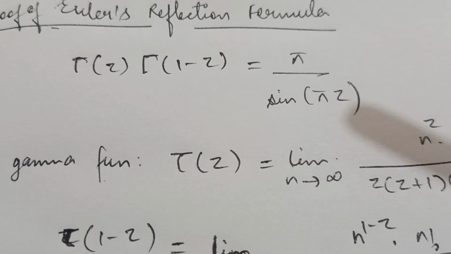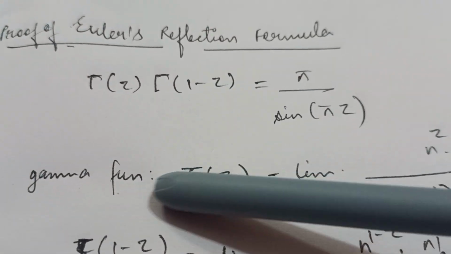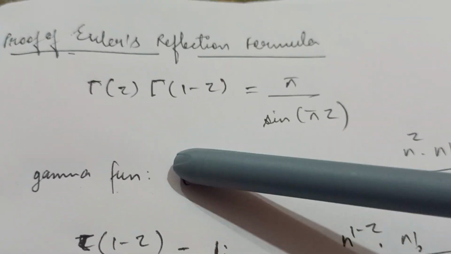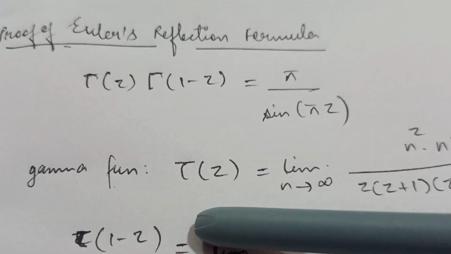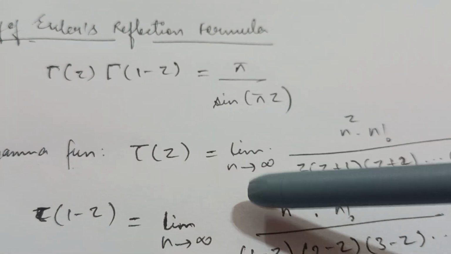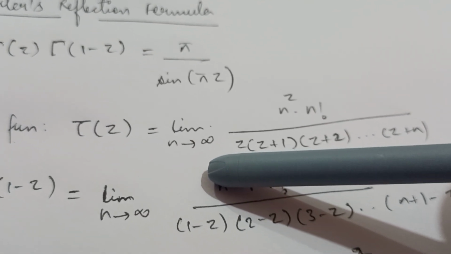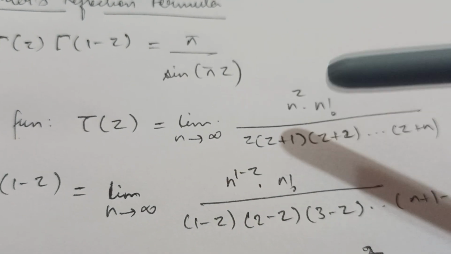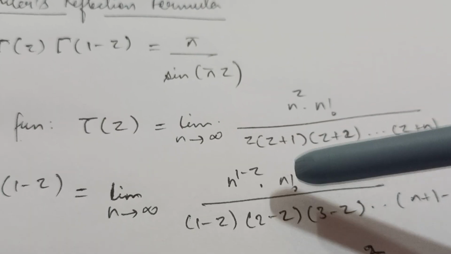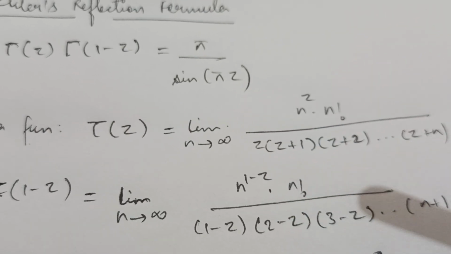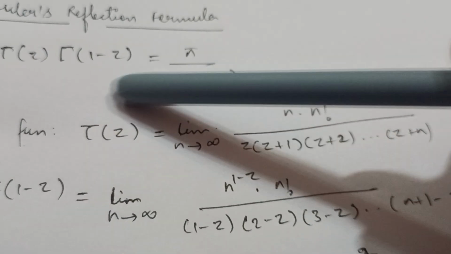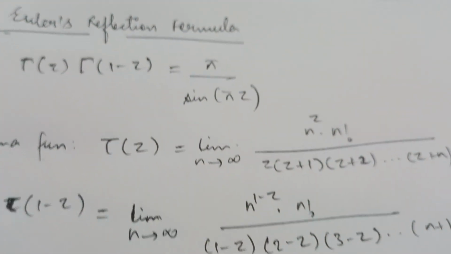Okay, so first I will make you aware of the gamma function that was given by Leonhard Euler. The gamma function definition is gamma z equals the limit as n approaches infinity of n to the power z into n factorial upon z into z plus 1 into z plus 2 till z plus n. So this is the basic definition of the gamma function given by Euler.